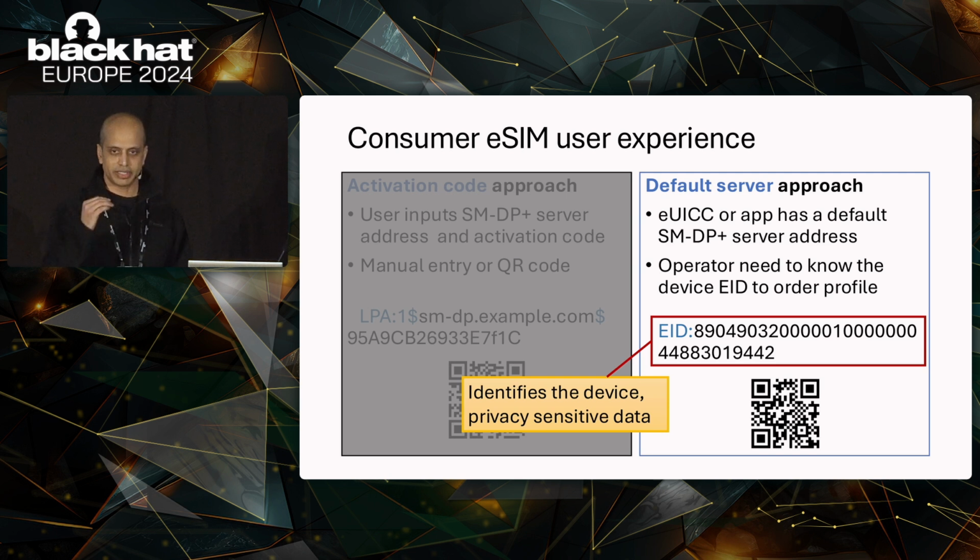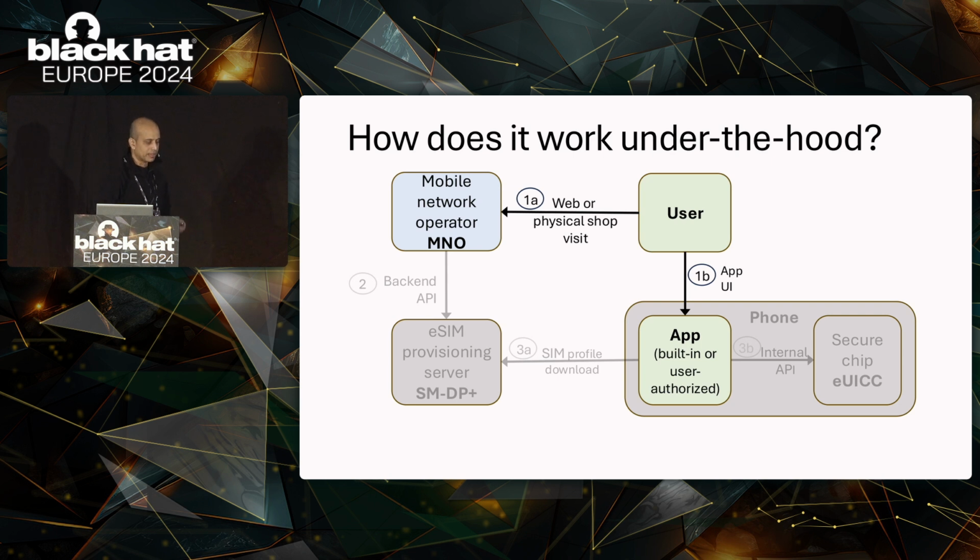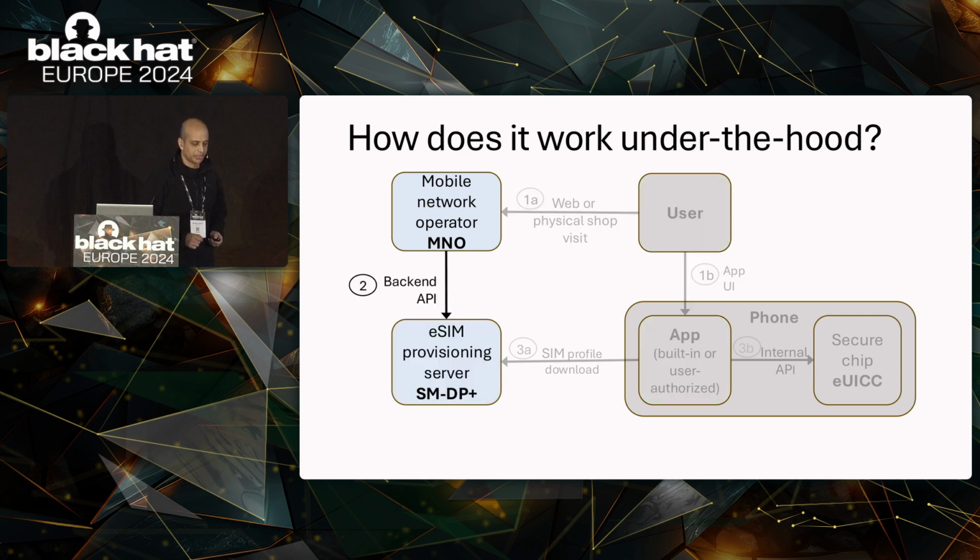So now that we see these are the two most popular approaches from a user experience perspective, what happens behind the scenes? Let's look at that. Behind the scenes, as a user, we usually go to a web shop or a physical shop of the operator. We order a SIM profile, and the operator in turn orders it from a SIM provisioning server. That is called an SM-DP server. These SM-DP servers are usually a separate business entity from the operators.